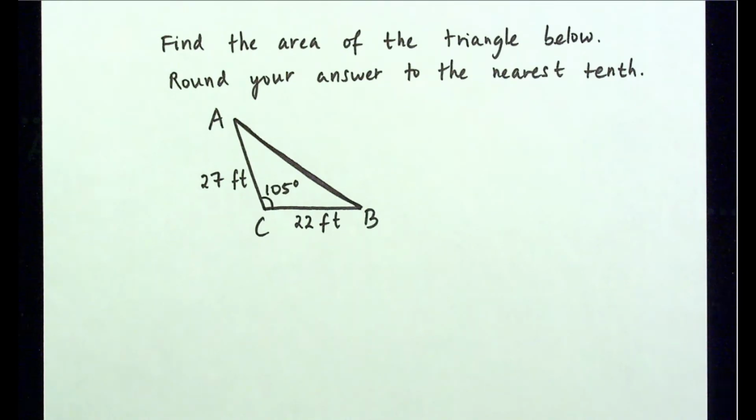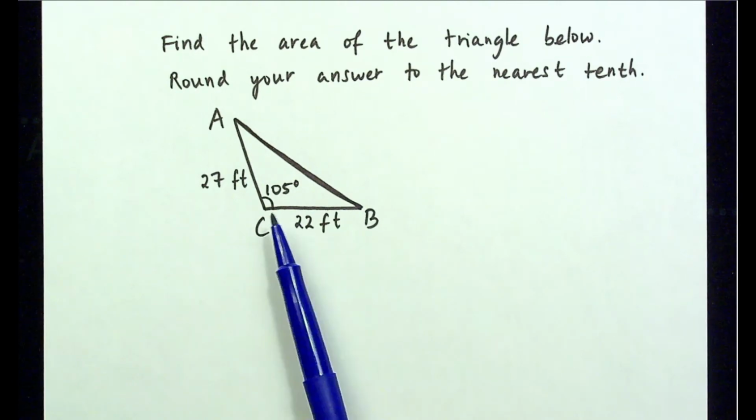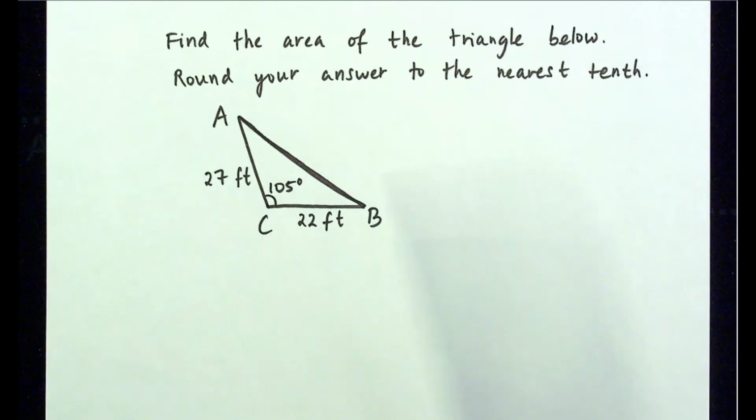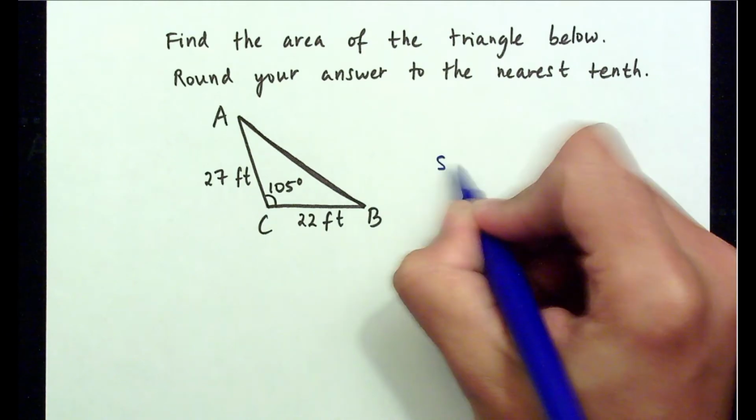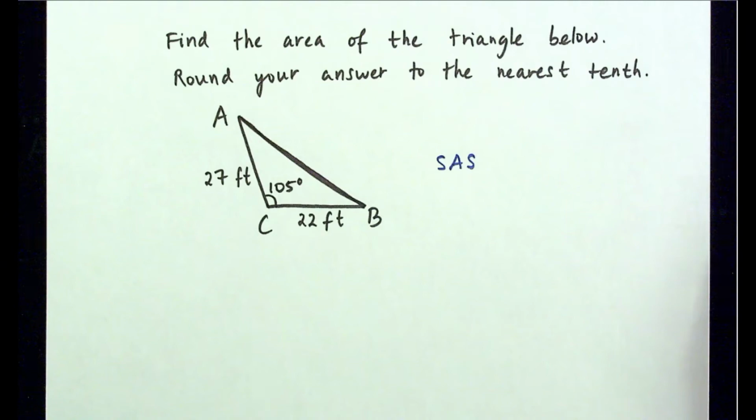Find the area of the triangle below. And they are giving us a triangle where we have two sides and we have the angle between them. So this is a side angle side situation. For this type of triangles, there is a little formula for finding the area.